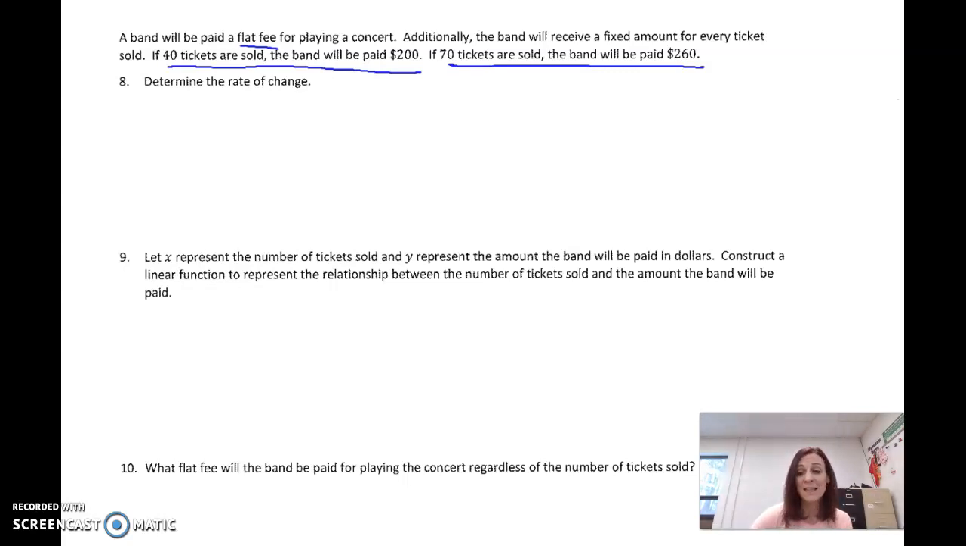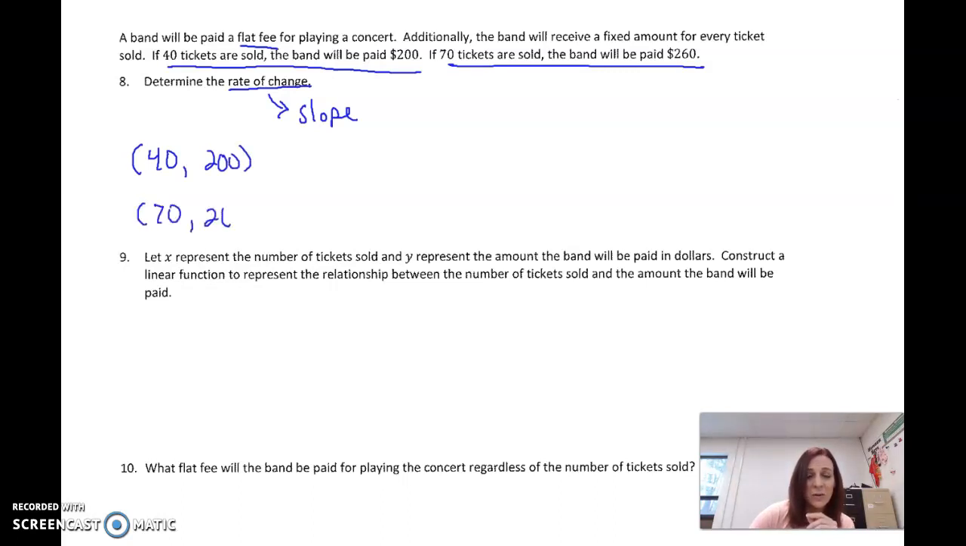That means that the tickets are my X values, my independent values, and what they get paid is our Y values, our dependent variable. Okay, so the reason I point that out is it says determine the rate of change, that's slope. Okay, so let's make this into two ordered pairs. So I can say 40 tickets, they're going to get paid $200, and 70 tickets, they're going to get paid $260. X value, Y value, X value, Y value.